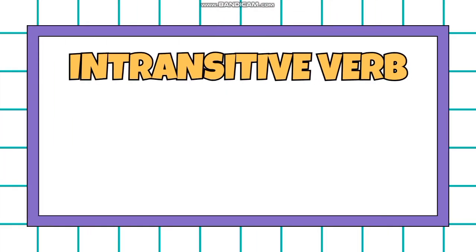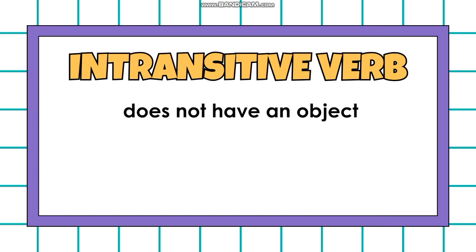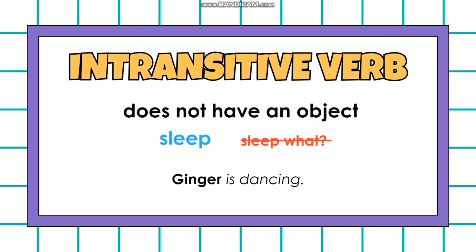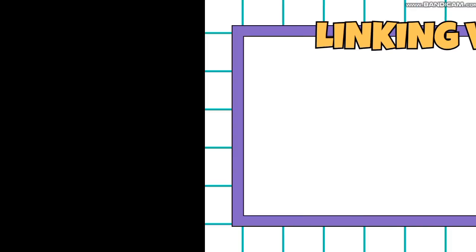Next is the intransitive verb, which does not have an object. A good example of an intransitive verb is sleep. There is no need to ask, sleep what? In fact, it does not make sense. An example for this is the sentence, Ginger is dancing. Here, the verb dancing is an intransitive verb.